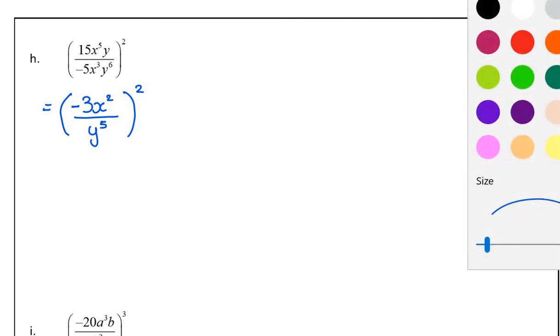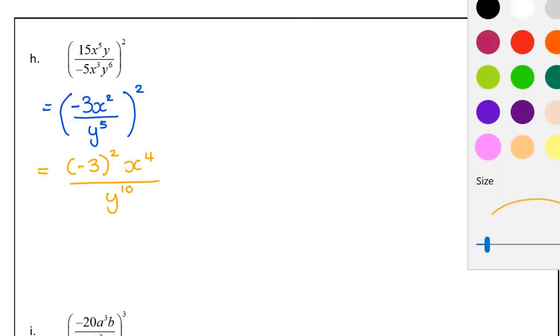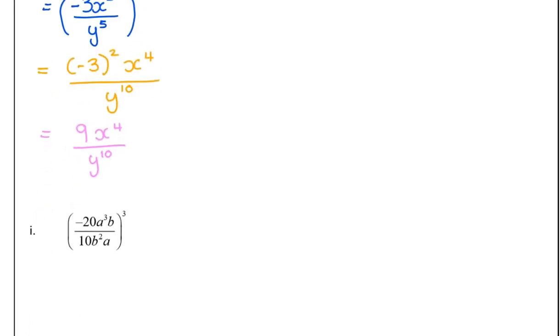So now that I've simplified within the bracket, I can go and distribute. So everything in the bracket, negative 3, gets squared. Careful, it's negative 3 in a bracket squared. Raising a power to another power, multiply. And lastly, just to neaten that up, negative 3 squared. This did say we could leave it as exponential notation. But again, that's probably a little bit neater if I just change that to a negative times a negative is a positive. So it's 9 x to the power of 4 over y to the power of 10. So again, something that looked quite threatening lands up being quite easy.